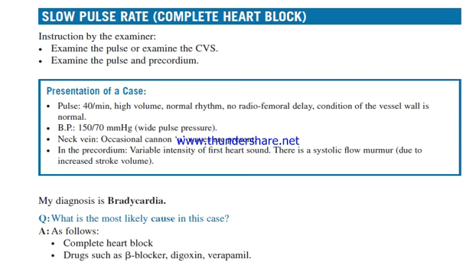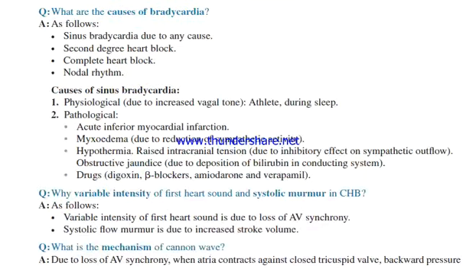So my diagnosis is bradycardia. What is the most likely cause in this case? The cause may be complete heart block or drugs such as beta blocker, digoxin or verapamil. What are the causes of bradycardia? The causes are sinus bradycardia due to any cause, second degree heart block, complete heart block, nodal rhythm.